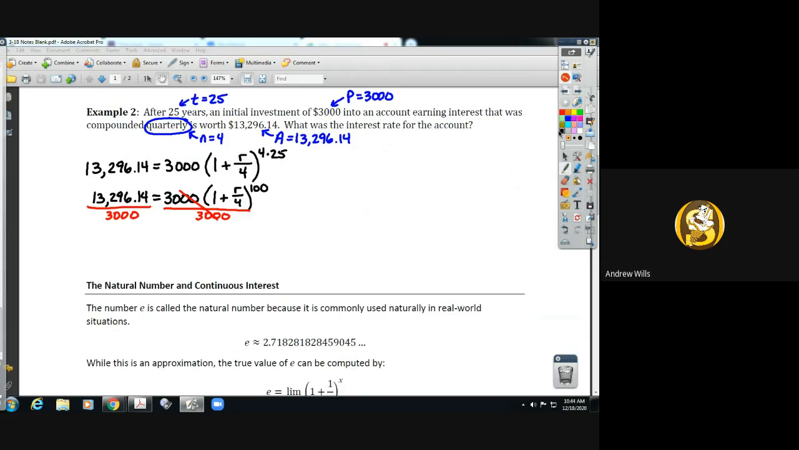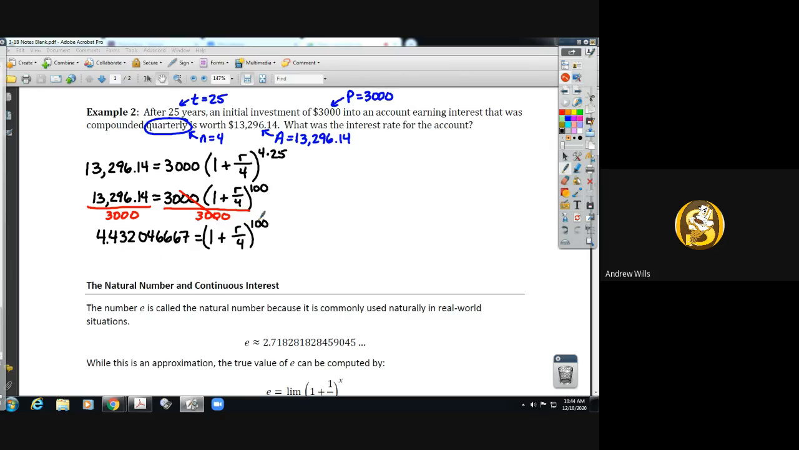So we do $13,296.14 divided by 3,000. Now notice that decimal, that's a repeating decimal. So we need to keep as many digits as possible for our intermediate work. Do not, repeat, do not round off the number from the calculator. Keep every single digit that you've got. If you round in the middle, you're going to screw up your answer. Do not round until you get to your final answer.